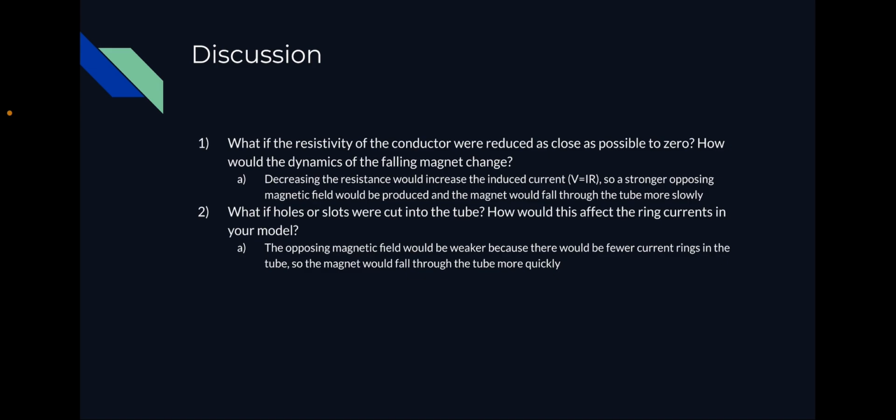And then, what if holes or slots were cut into the tube? How would this affect the ring currents in the model? The opposing magnetic field would be weaker because there would be fewer current rings in the tube, so the magnet would fall through the tube more quickly.